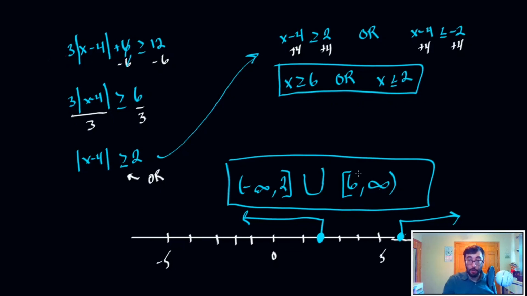And make sure you don't have these switched up. This interval needs to come first. This interval needs to come second, because we always read graphs from left to right. I go from negative infinity to 2, stop, start at 6 to positive infinity. Just like that, okay? And that is solving absolute value inequalities.